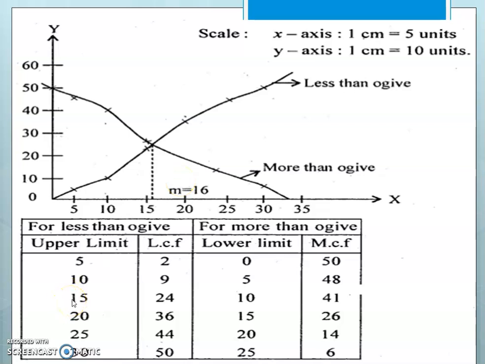So for the same set of data, you have first all the upper limits and less than cumulative frequencies. These are the coordinates for your less than type curve. Then you have all lower limits and more than cumulative frequencies. These are the coordinates for your more than type curve. When you plot both together, first you will form the less than type ogive, then the more than type ogive, the point of intersection, and from there you will get the median. This is also another way of finding the median.